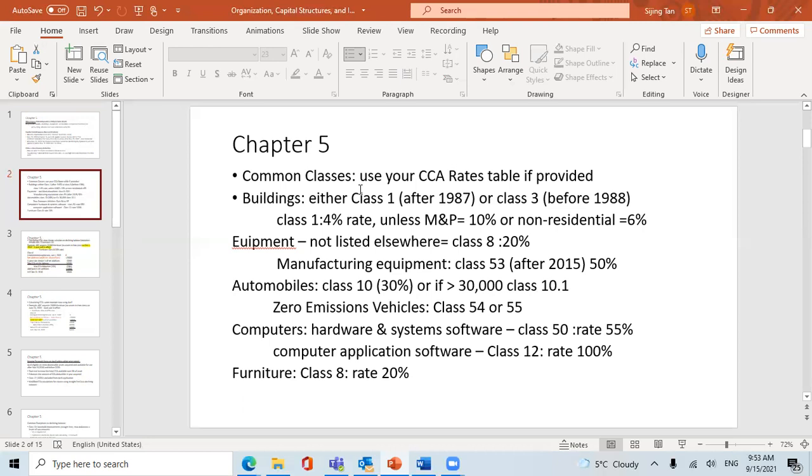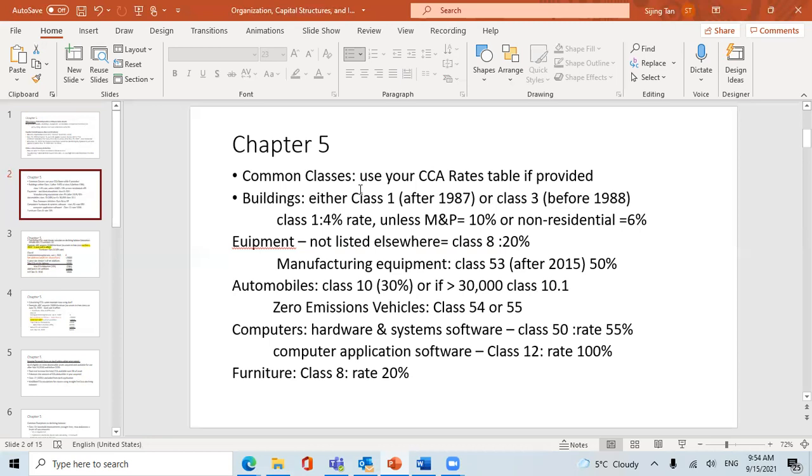Now equipment, if not listed elsewhere, goes to class 8, and the rate is 20%. For manufacturing equipment we have to be careful. It will go to class 53. The manufacturing and processing assets are allocated to class 53. It starts in 2016, and for this class the CCA rate applied will be 50%.